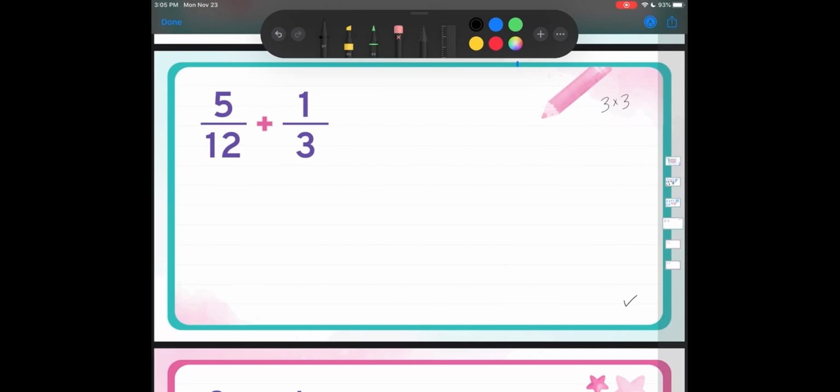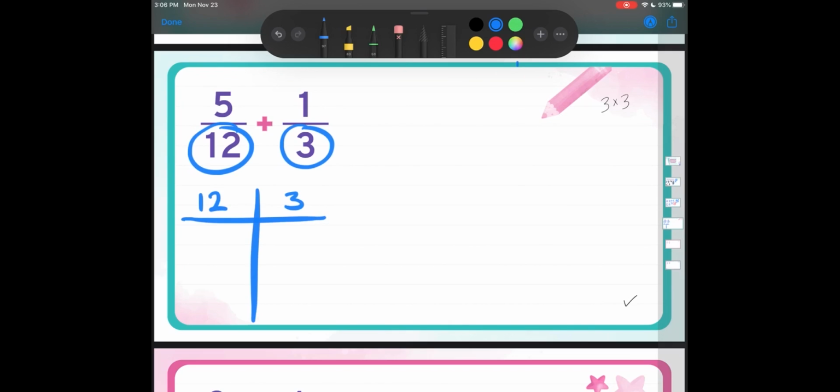Let's look at our next one. We've got 5/12 plus 1/3. So we cannot add with fractions that are different, right? So y'all know the drill at this point. Find their least common denominator.